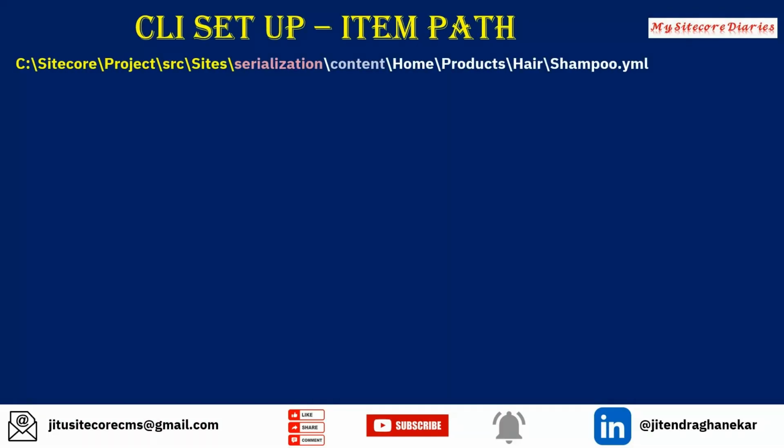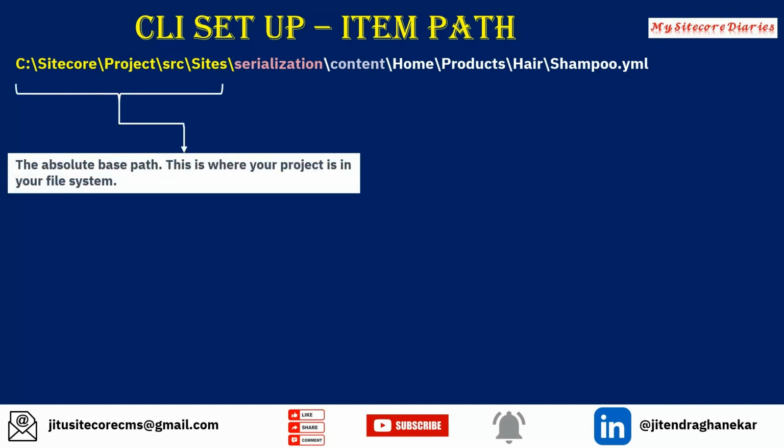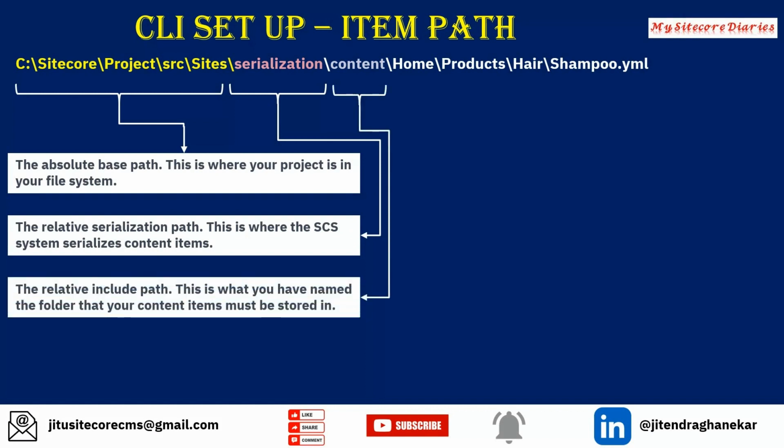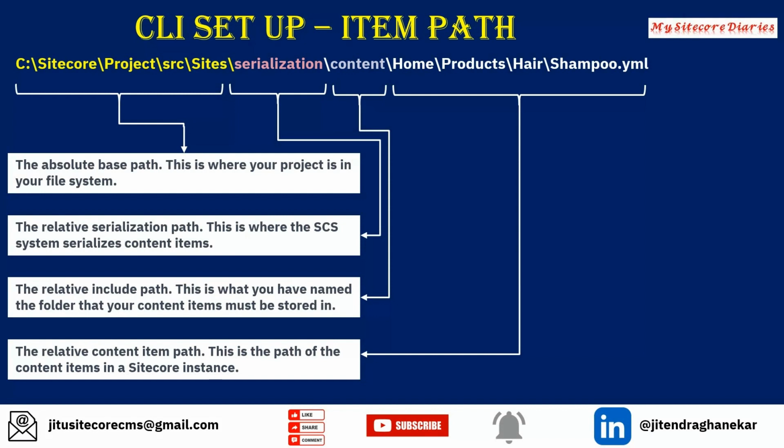Now let's see how the YML files get generated. So the first part is your project path, that is the absolute path. Then the serialization path. So in the JSON file you must have given the folder name. So that folder will come here. Then whatever you are including, you must have given the name. So that name will come here, and this is your actual YML file.